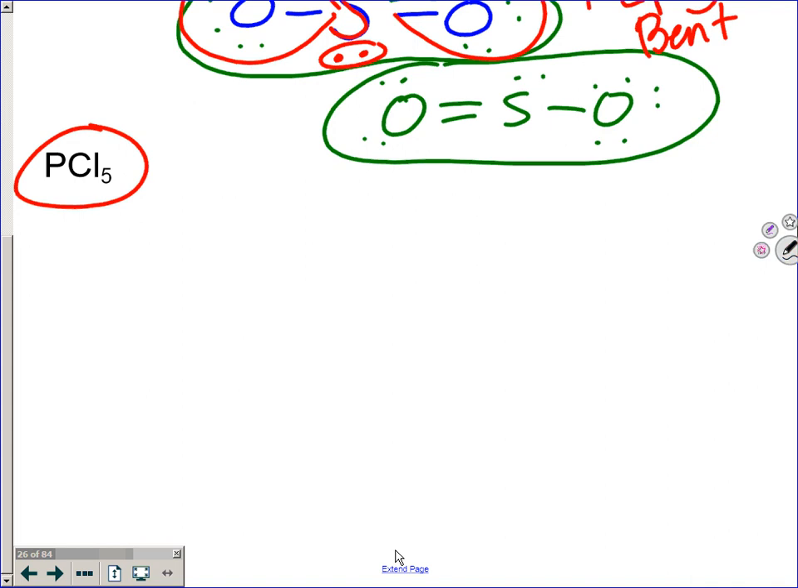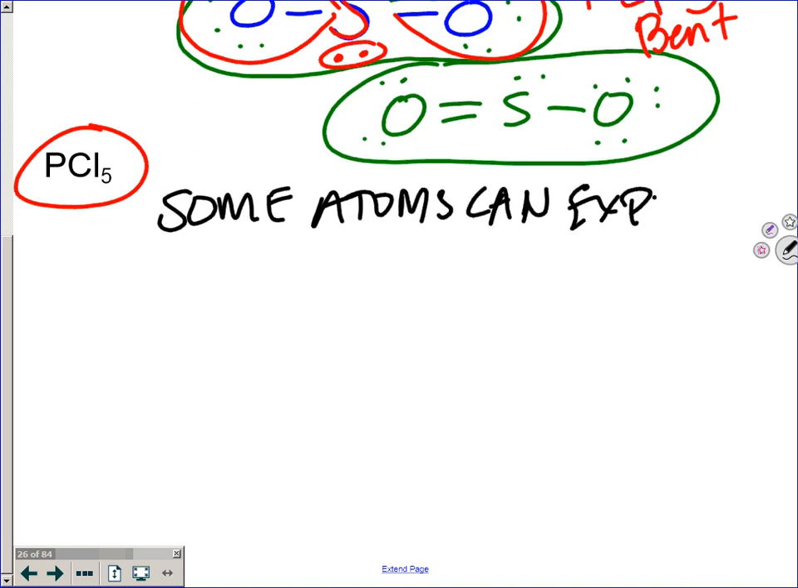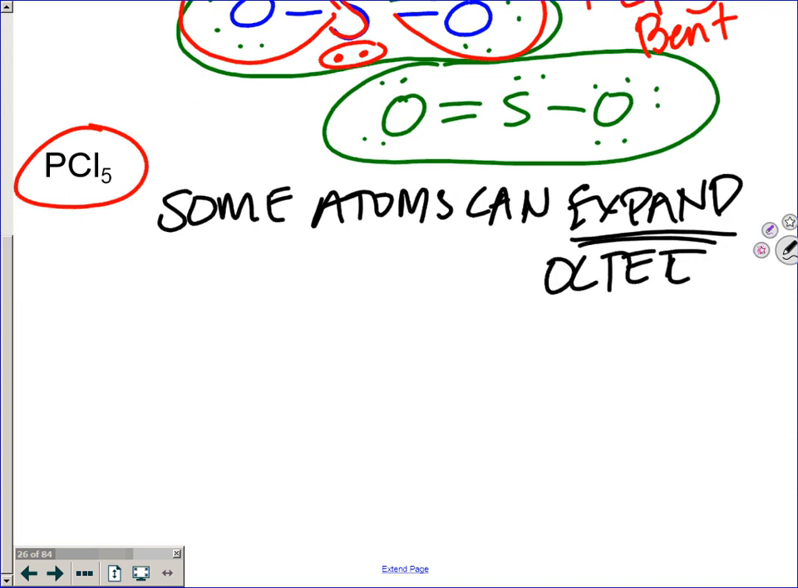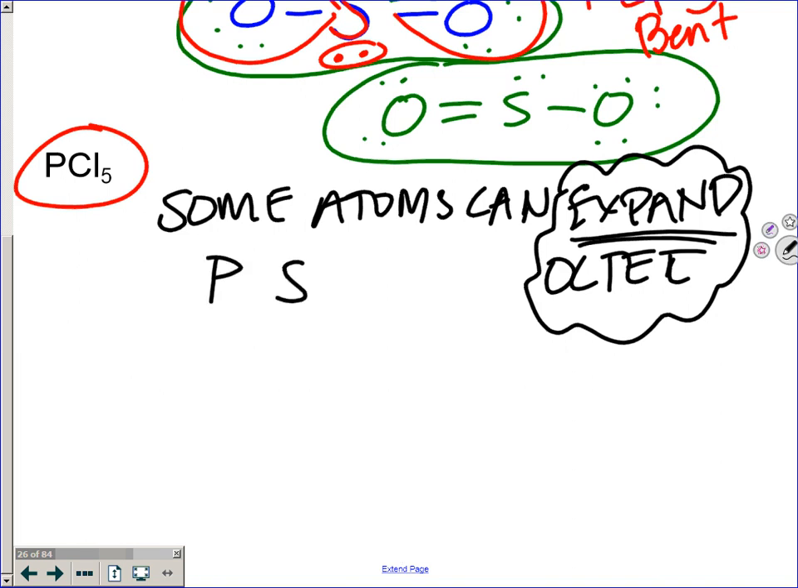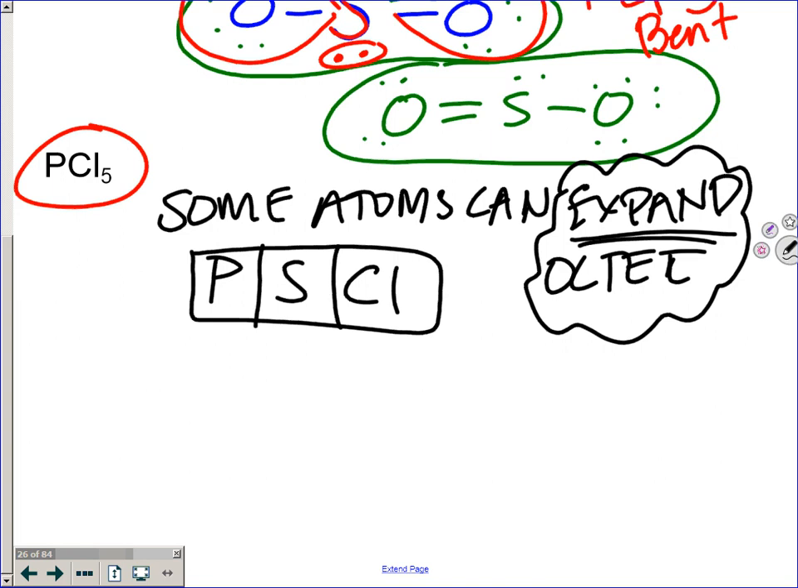Oh, I cannot do that. Oh yeah. There has to be. Can you? You have to add a central atom. Yeah.